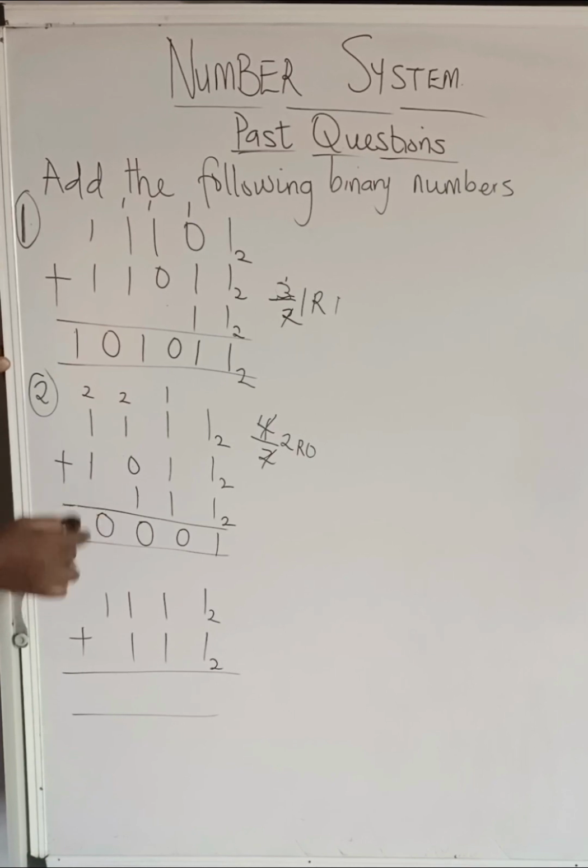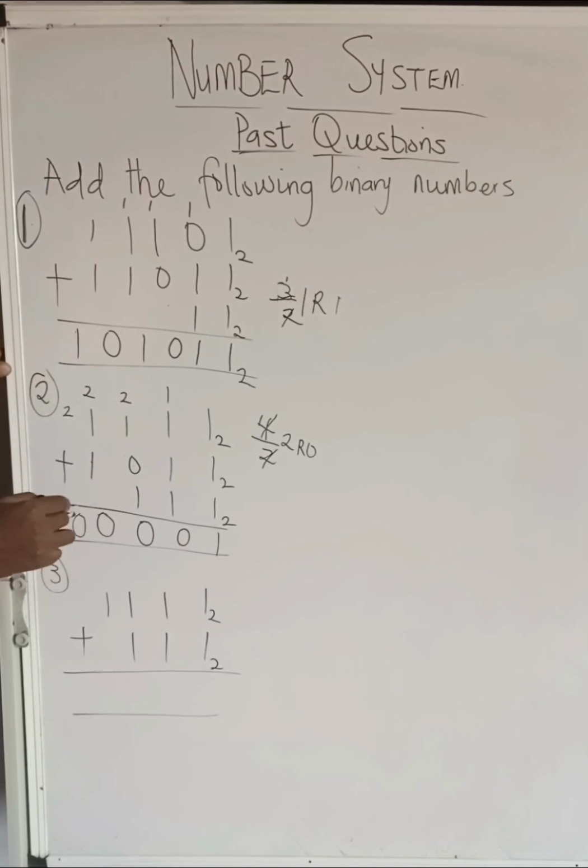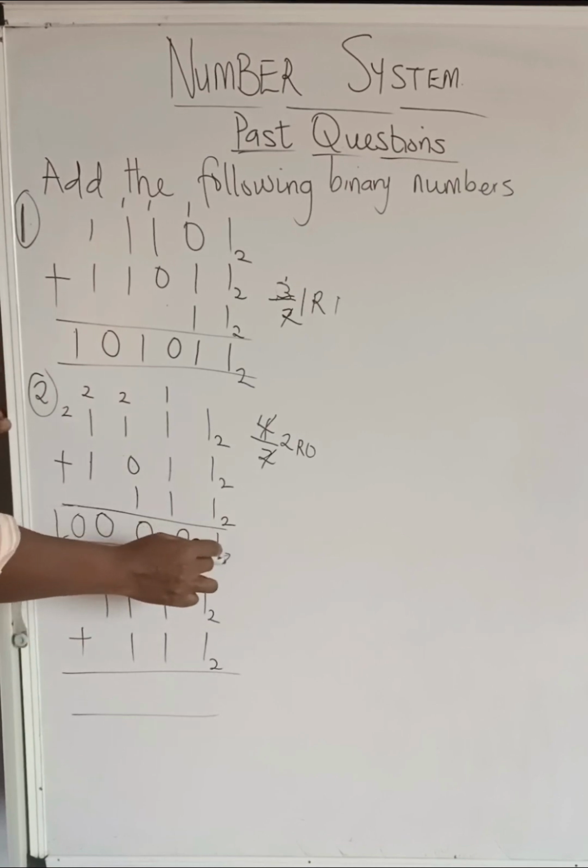We write down our 0, our 2 here. So remember we carry 2 here. And we can't write 2 because 2 divided by 2 is 1 remainder 0. So we write our 0 first and then our 1 will be here. So this is our answer.